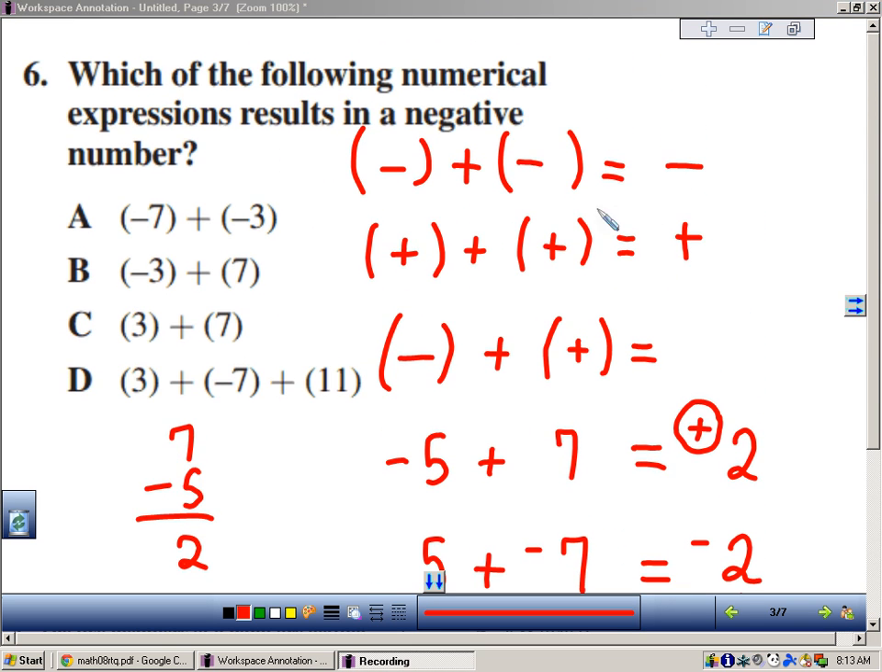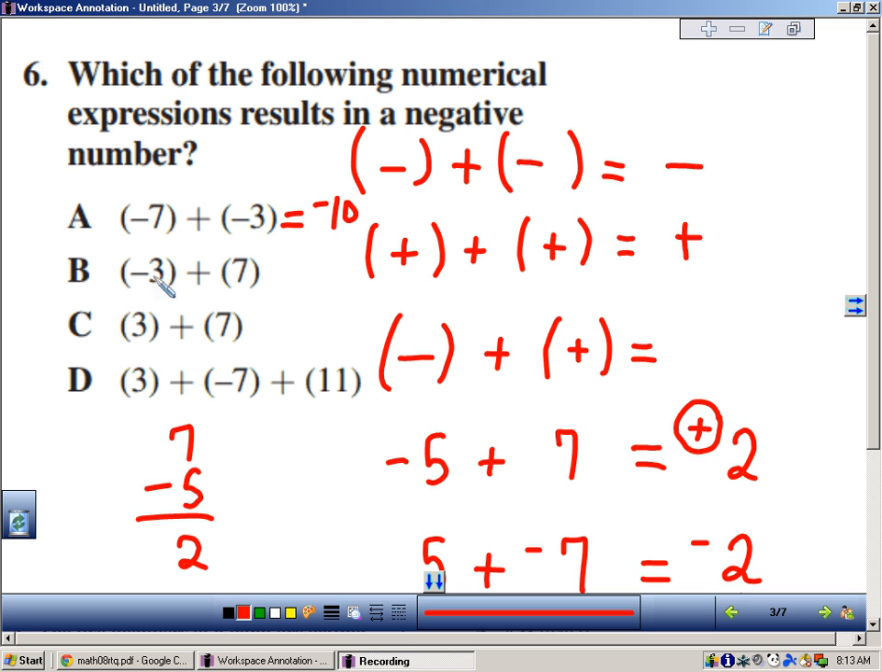So by looking at this, again, it says which expression results in a negative number. So you have a negative plus a negative. Okay, the signs are the same. You're adding them. They're both negative. So this would have to be a negative answer, guys. It'd be negative 10.